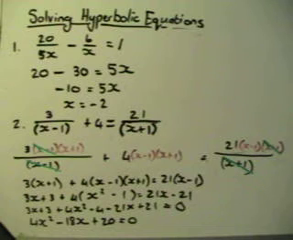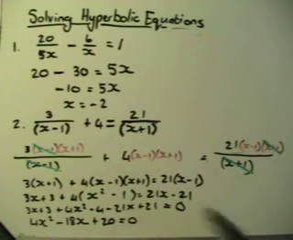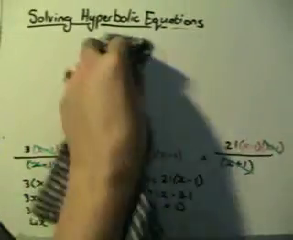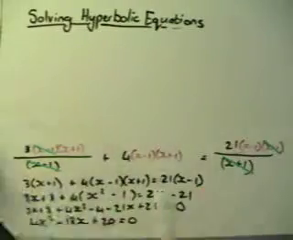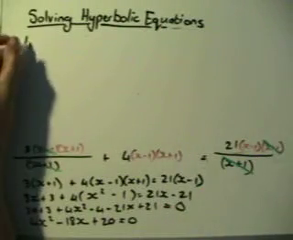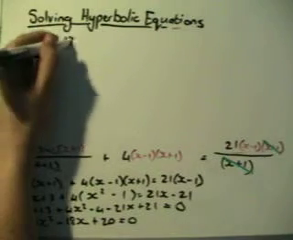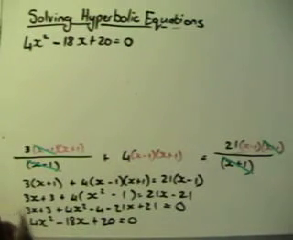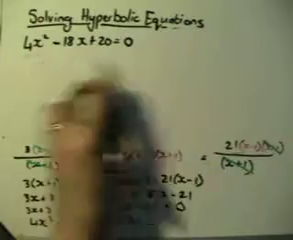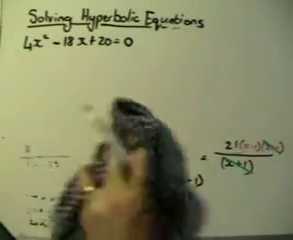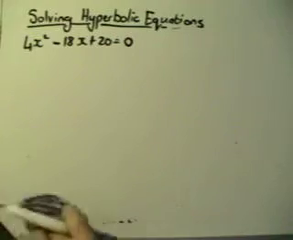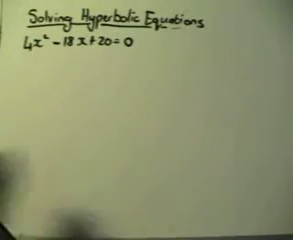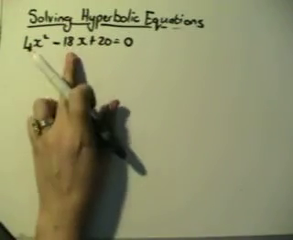And now because my space is a bit limited, I'm just going to rewrite this equation here on top so that I can continue there. I have 4x squared minus 18x plus 20 is equal to 0. And now I have a quadratic equation which I can solve quite easily. Unfortunately, I can't take out a 4 here because 4 doesn't go into 18.